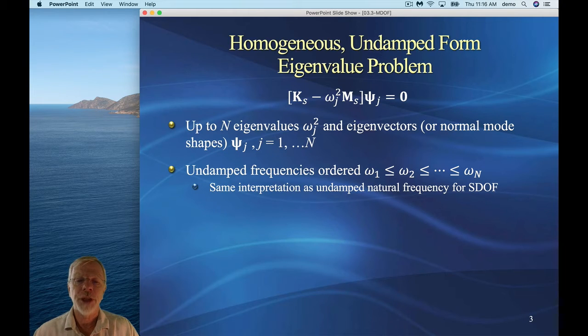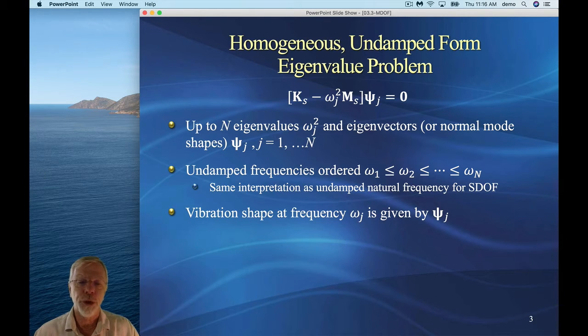The same interpretation that we had for the undamped frequency for single-degree freedom systems applies to multi-degree freedom systems. Now the vibration shape's different. It's new, right? Because we're talking about a system with more than 1 degree of freedom. And so psi j is the vibration shape at frequency omega j. The orthogonality and orthonormality of the eigenvectors is very important, and we're going to be using these properties extensively, and so let's talk about them for a minute.